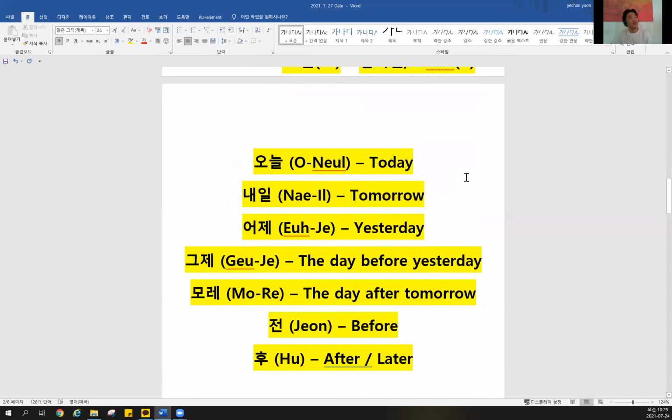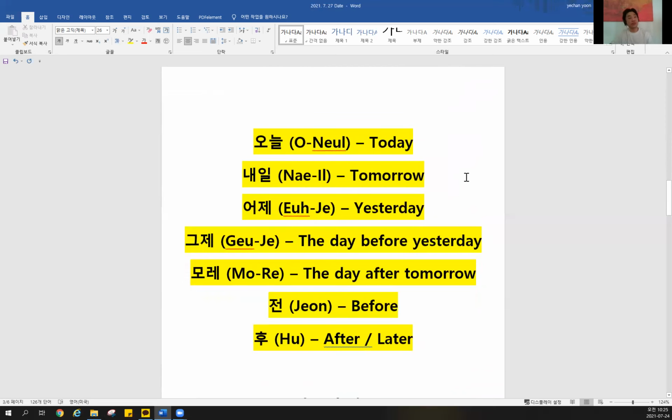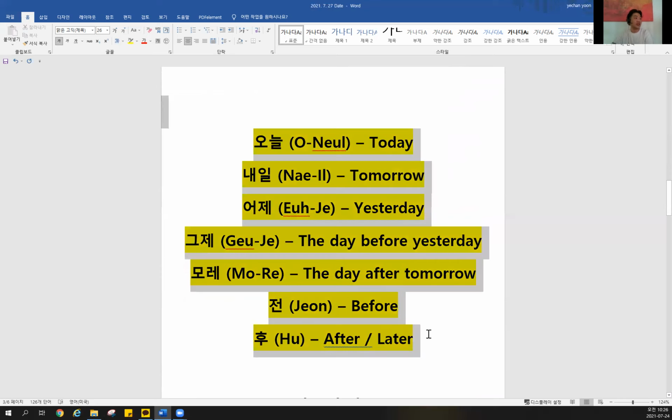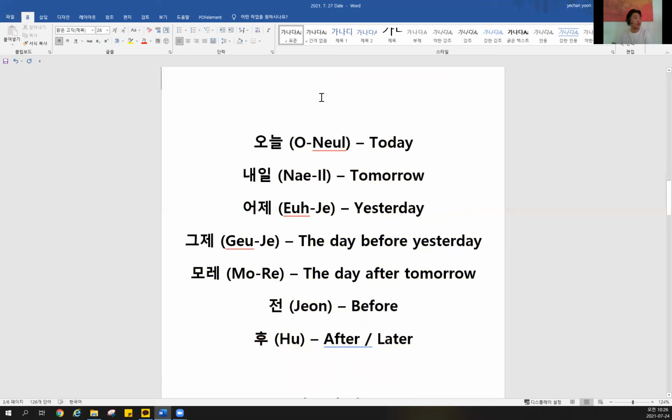So this one we learned before, but we're gonna review it because we might have forgotten it. For today, how can we say? For today, we can say 오늘. For tomorrow, you can say 내일. Yesterday, 어제. Okay? And the day before yesterday, we can say 그제.